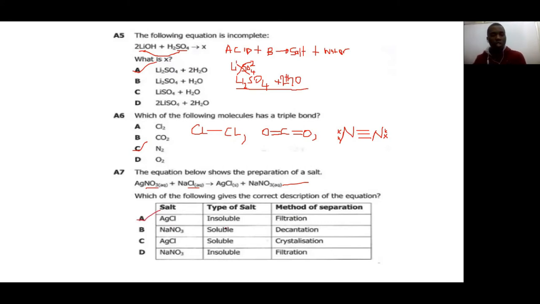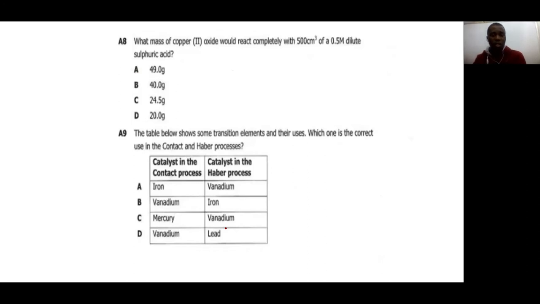Okay, so we proceed. Question 8. The question reads, what mass of copper 2 oxide would react completely with 500 centimeters cubic of a 0.5 molar dilute sulfuric acid? Okay, so we are looking for mass here. Now, looking at the kind of data that they've given us, this one which we have been given here is the volume. And this one that we have been given here is the concentration. So the only way out here is to use the formula which says concentration is equal to number of moles over volume.